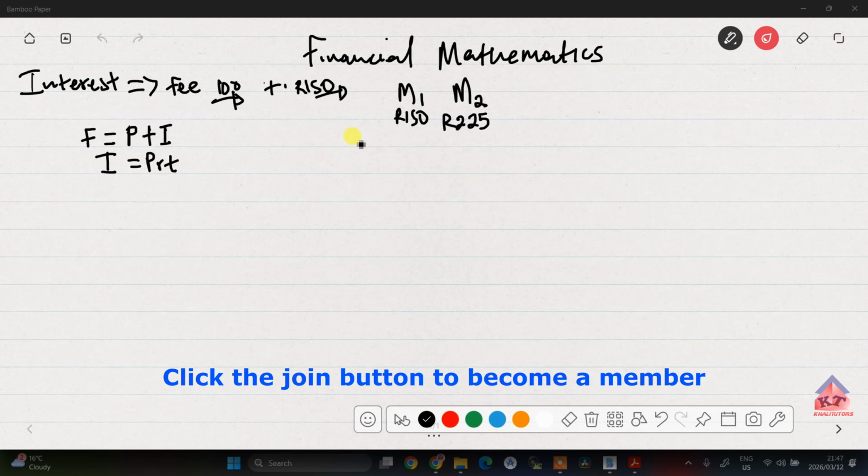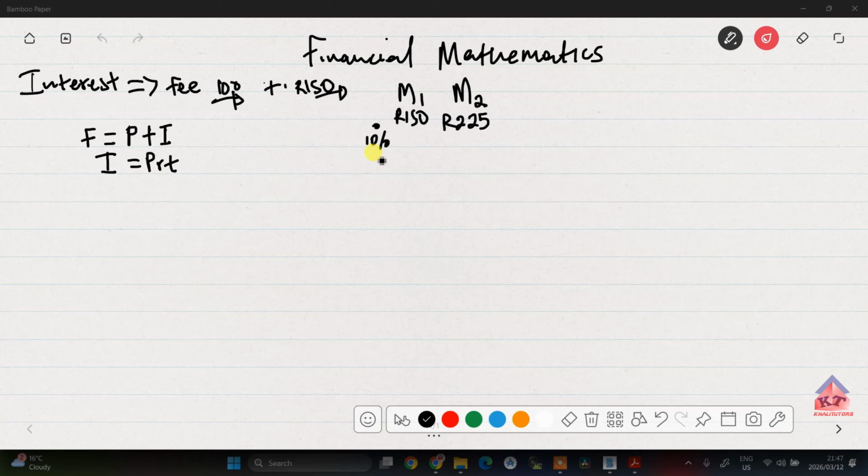When you are given questions, you'll be given an annual interest rate. For example, they'll say it earns 10% per annum. When you are given information like this, it tells you that this is in percent form. You have to convert this to its decimal form before you can substitute back into this equation.